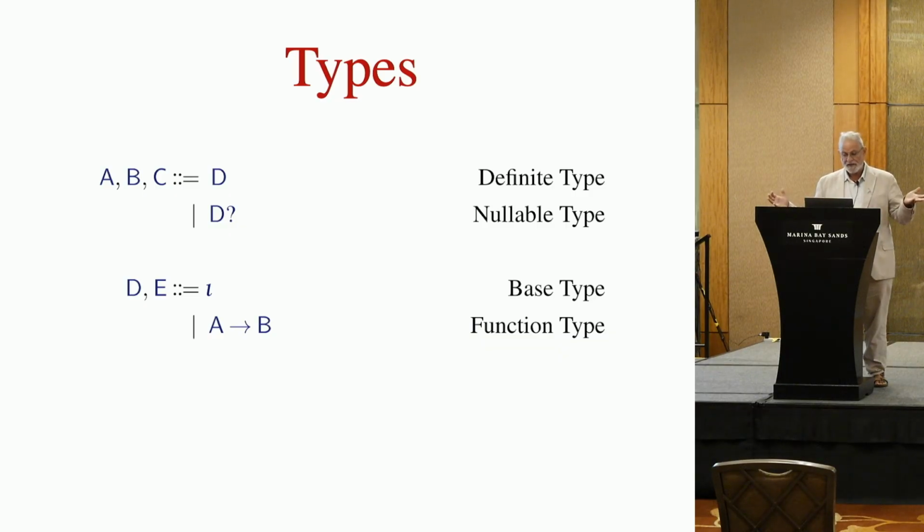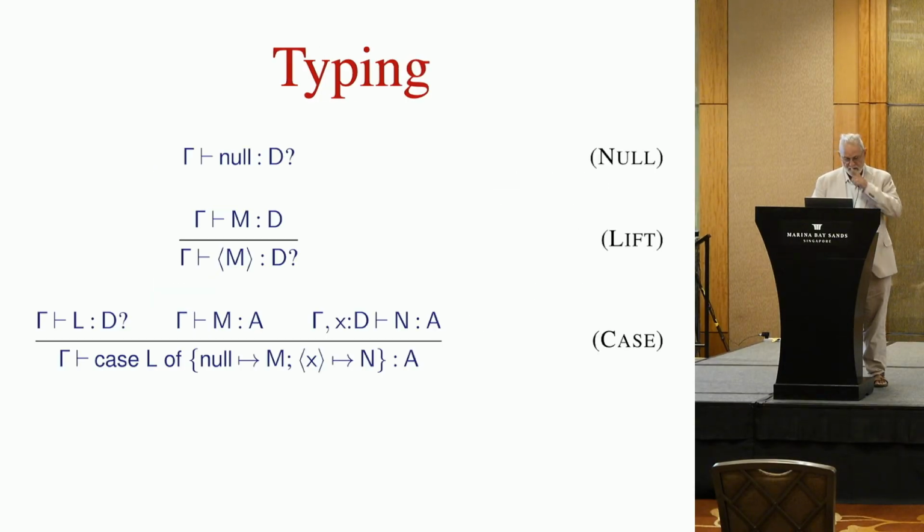So types are very simple, right? A type is either a definite type or a definite type followed by a question mark. What's a definite type? It's one that doesn't have a question mark at the top. So we don't need to worry about what's the meaning of a question mark, question mark. So a definite type is either going to be a base type or a function type. And then, right, so null has type D?. If M has type D, then [M] has type D?.